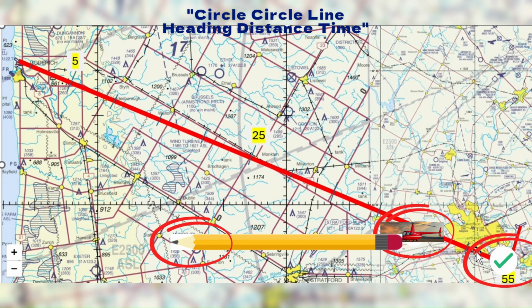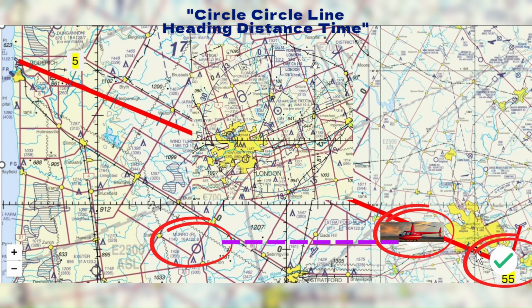At this point, the instructor will circle a destination for a diversion. It looks like it'll be Monroe Airfield. You want to memorize the term circle, circle, line, heading, distance, time for the procedure to do a proper diversion.